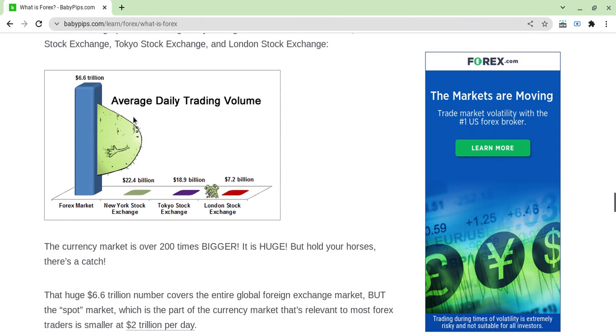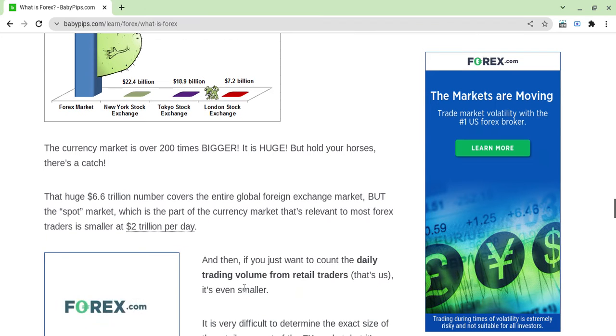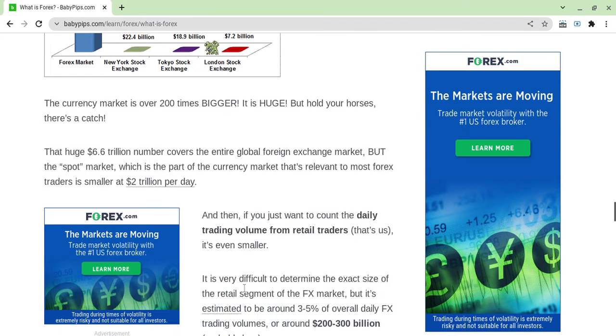And then here's the average daily trading volume for the Forex, the New York Stock Exchange, the Tokyo Stock Exchange, and the London Stock Exchange. So as you can see, it's way, way, way bigger, over 200 times bigger. Okay, but just so you know, it is huge, and it covers the entire global financial exchange market.